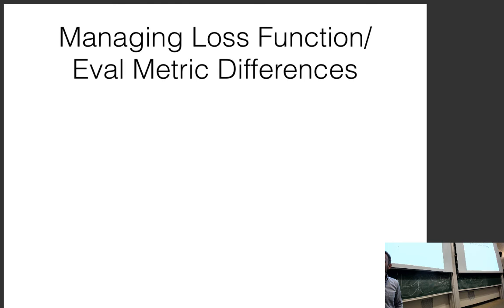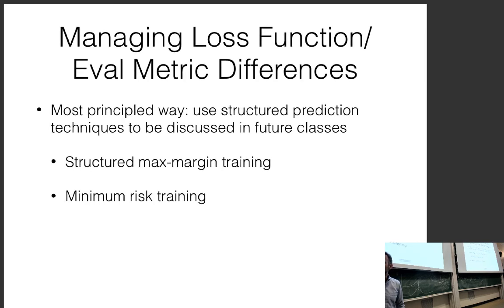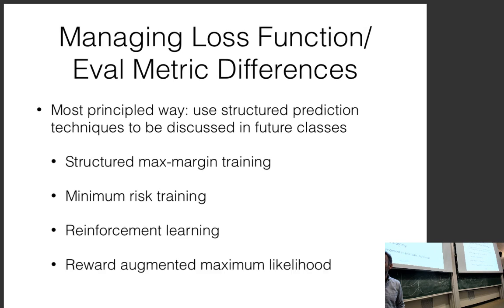So how do you manage this? The most principled way to do this is to use some sort of structured prediction technique. And we're going to discuss these, especially with respect to BLEU score, in future classes. But this is rather complicated. We have things like structured max margin training, minimum risk training, reinforcement learning, reward augmented maximum likelihood, et cetera.